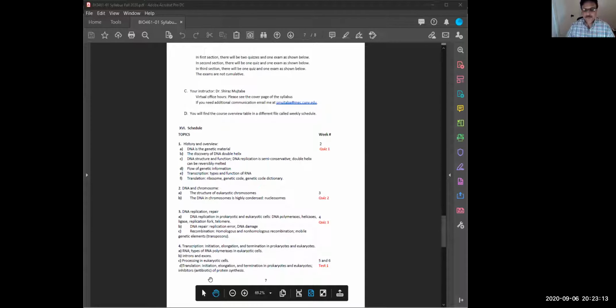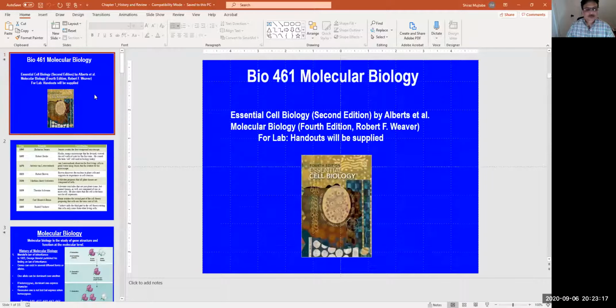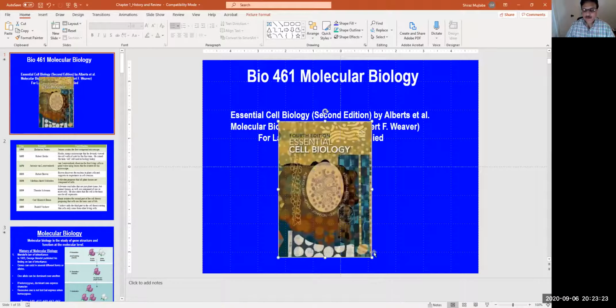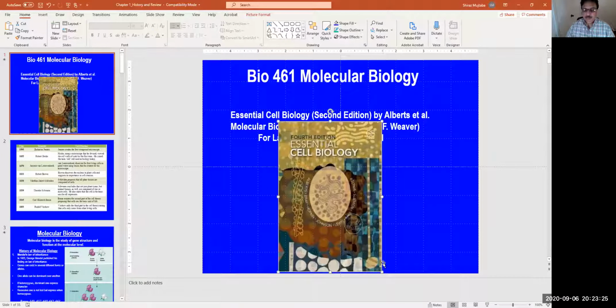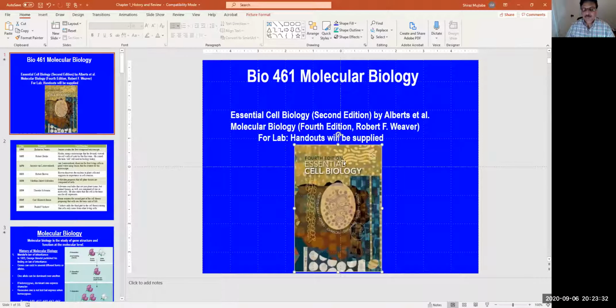Before I go into this chapter, this is the book that is a very good, very important book for this course. It is the 4th edition of Essential Cell Biology by Alberts. So as I mentioned to you, we go to the history.